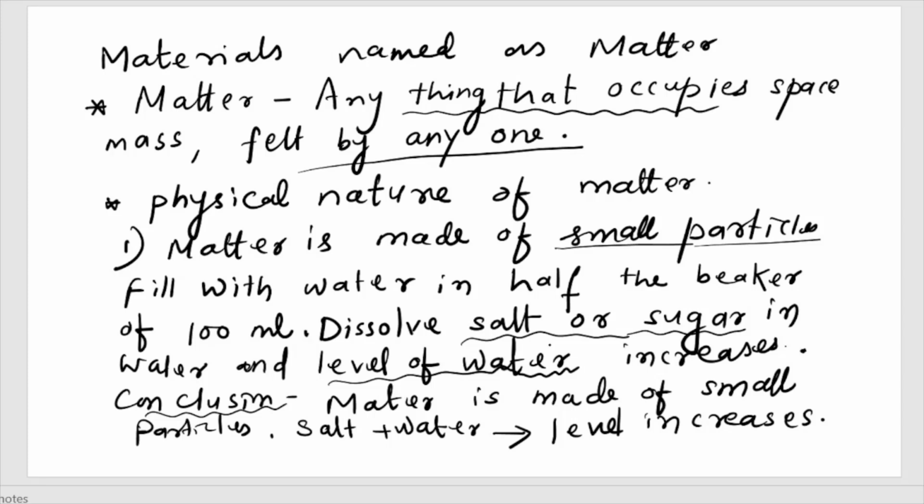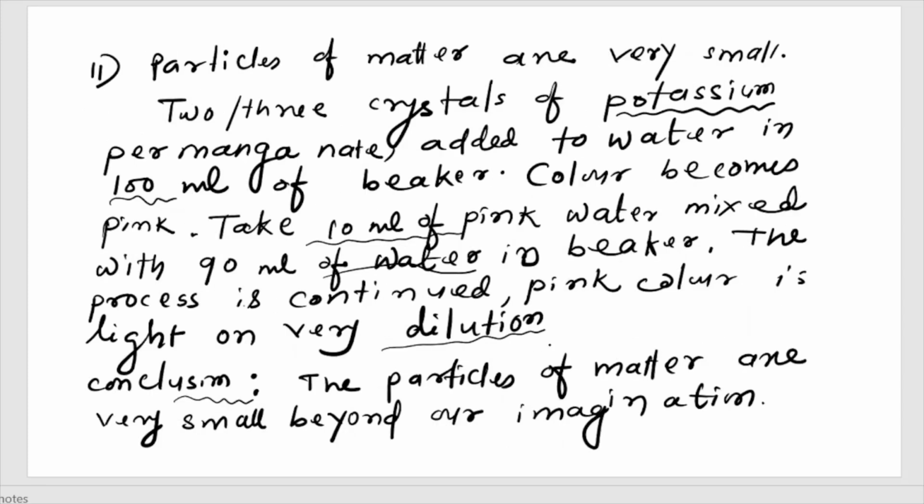Why? First point, ये छोटे छोटे particles में consist है. Small particles suppose है, how can you prove? You add water in a beaker, then sugar, salt डालना है. After adding क्या हम observe करेंगे? Water level बढ़ जा रहा है. बढ़ जा रहा है mean here matter is made of very small particles, वो हेल्प करता है लेवल को बढ़ाने के लिए.